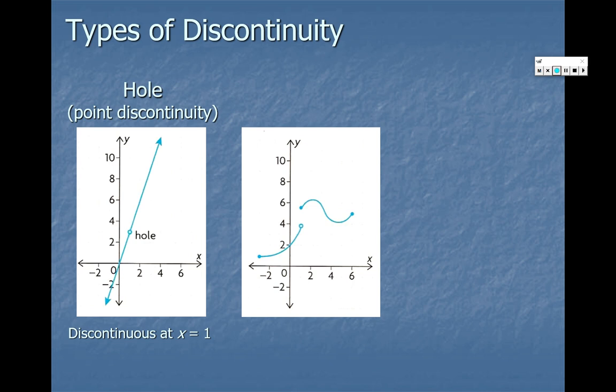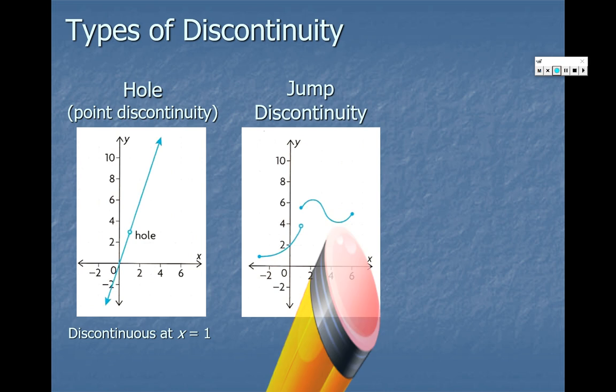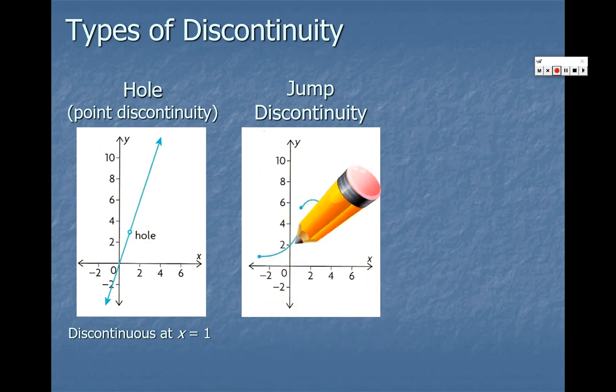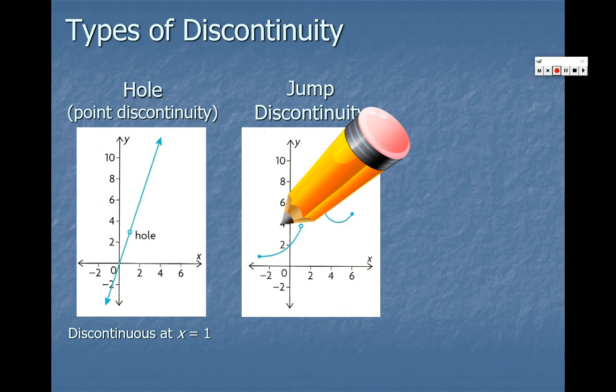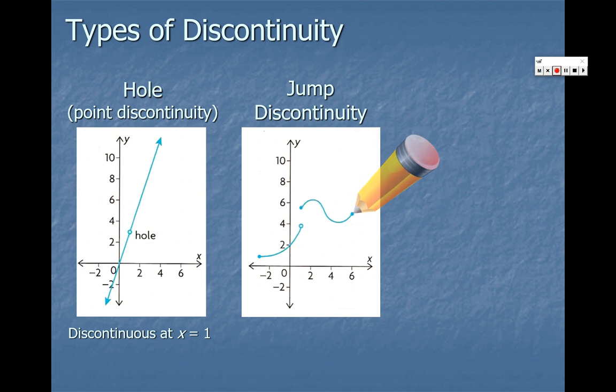Then there's jump discontinuity. Because of piecewise, I think you ran into jump discontinuities before, where it's one definition over here and then another definition over here. Here's you drawing it with your pencil. You just go, and then you jump up to here. So you have to lift your pencil. It really is that simple. Discontinuous if you have to lift your pencil.